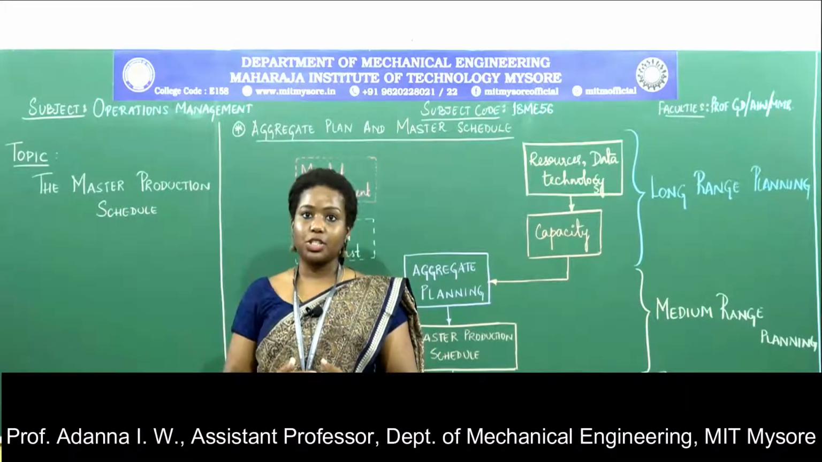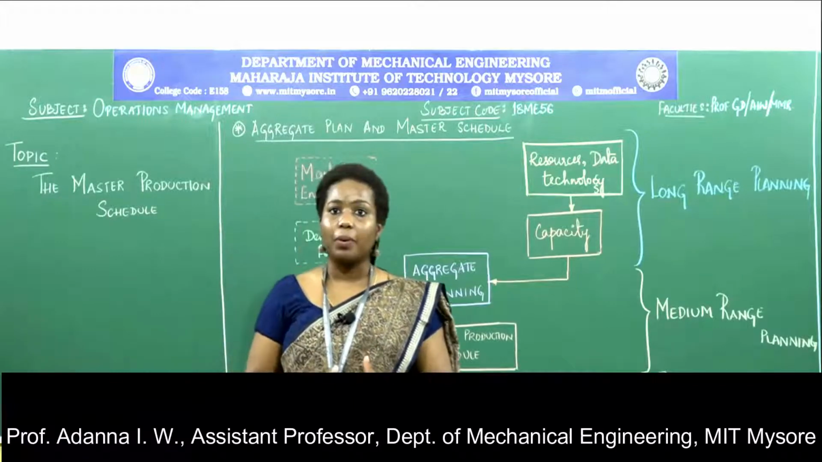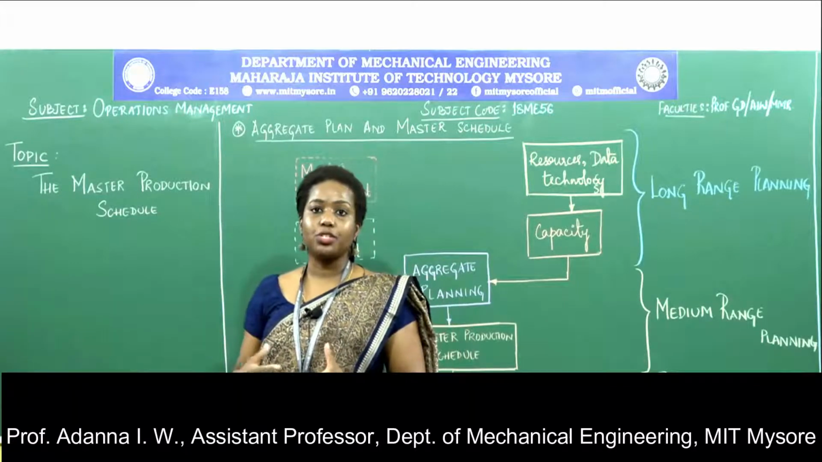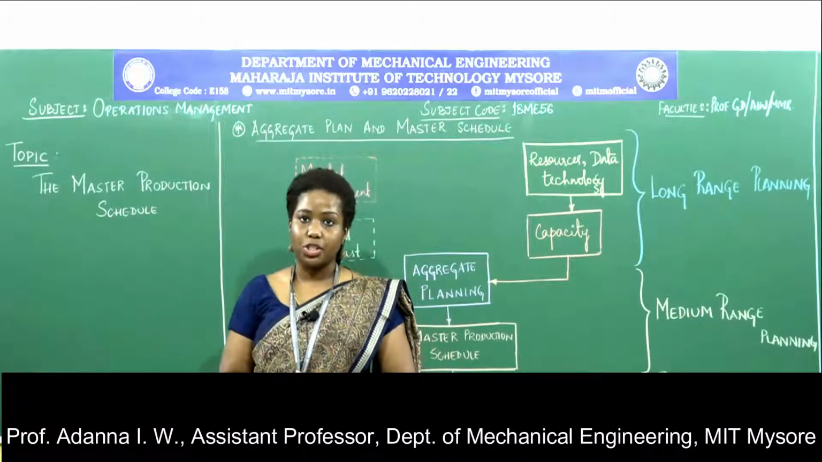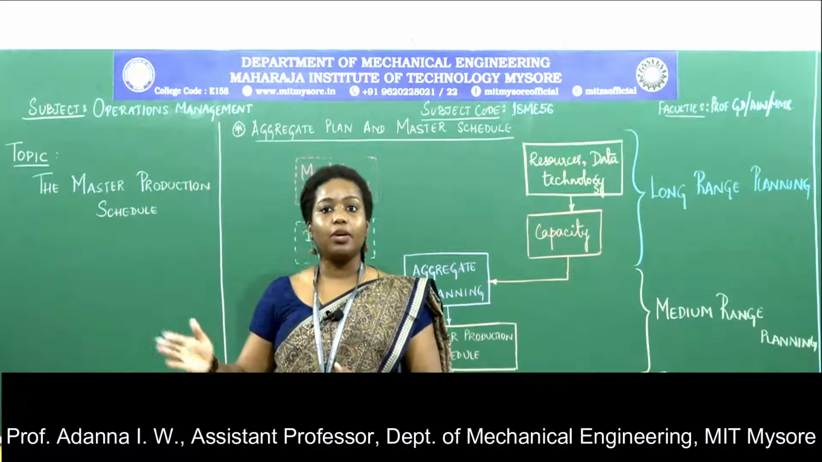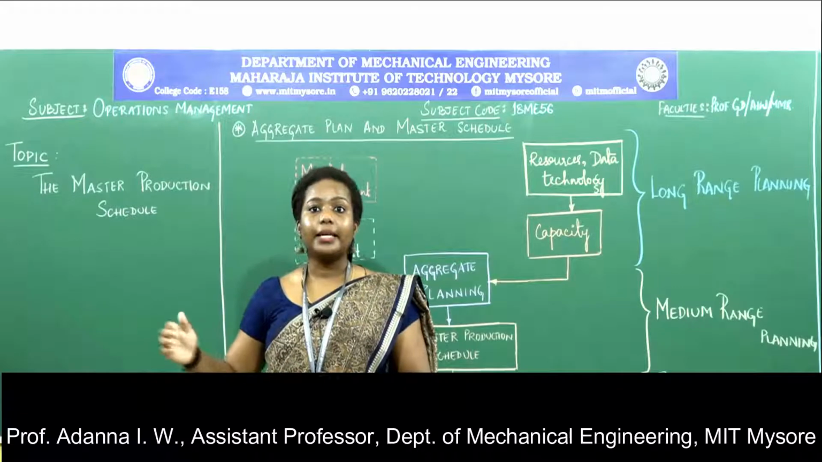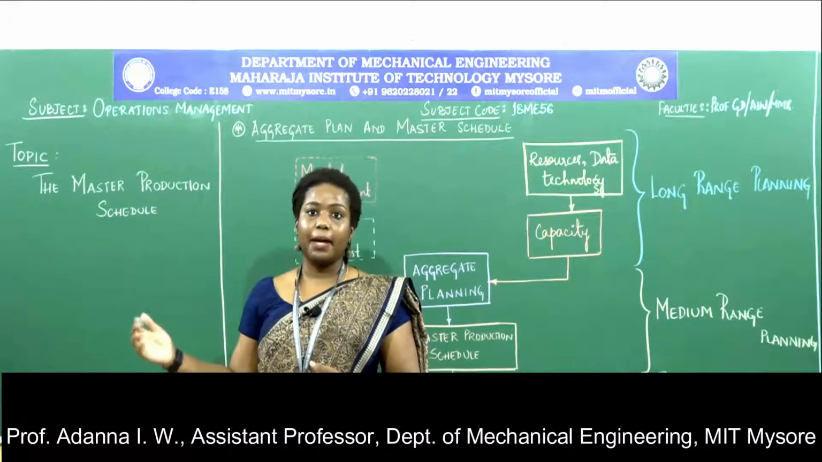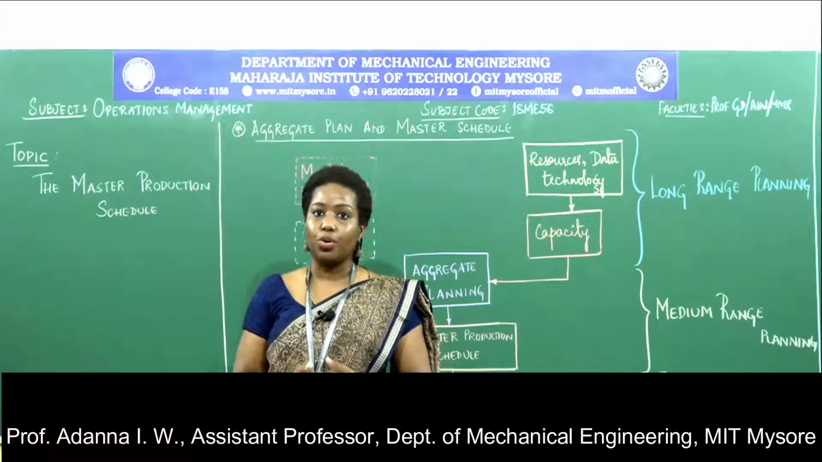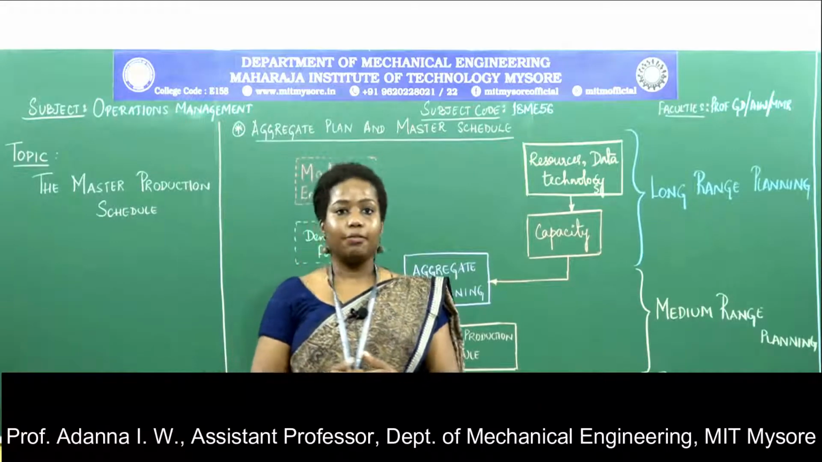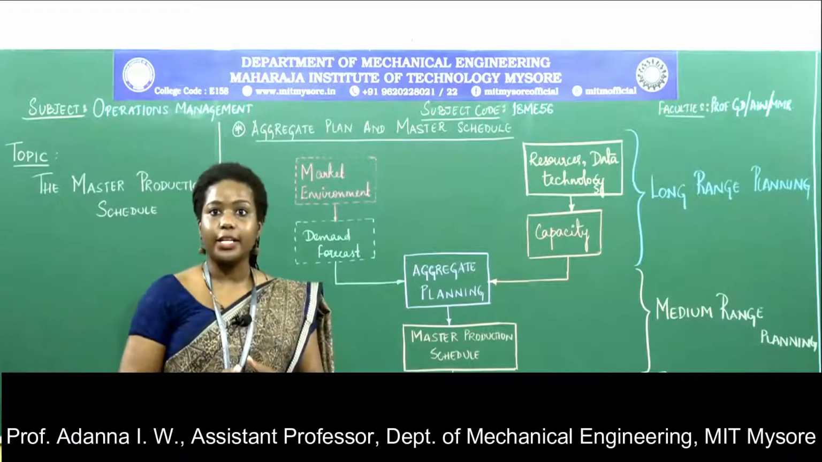Now this master production schedule will go on to give us further details. What is the capacity that we require? How many machines, how much human resource, how much raw material, all of those things will come out of the master production schedule. The master production schedule will also tell us something about material requirement planning. Material requirement planning is the detailed requirement of each and every material that is going to go into the production.